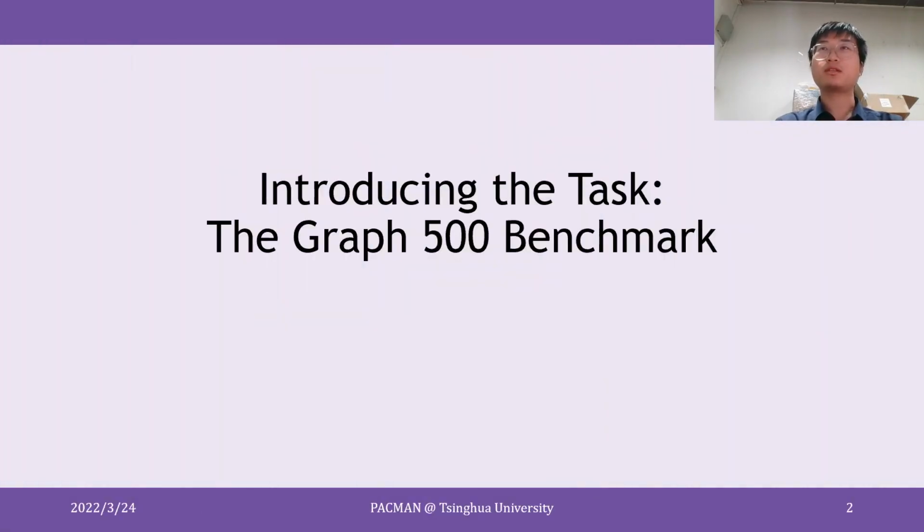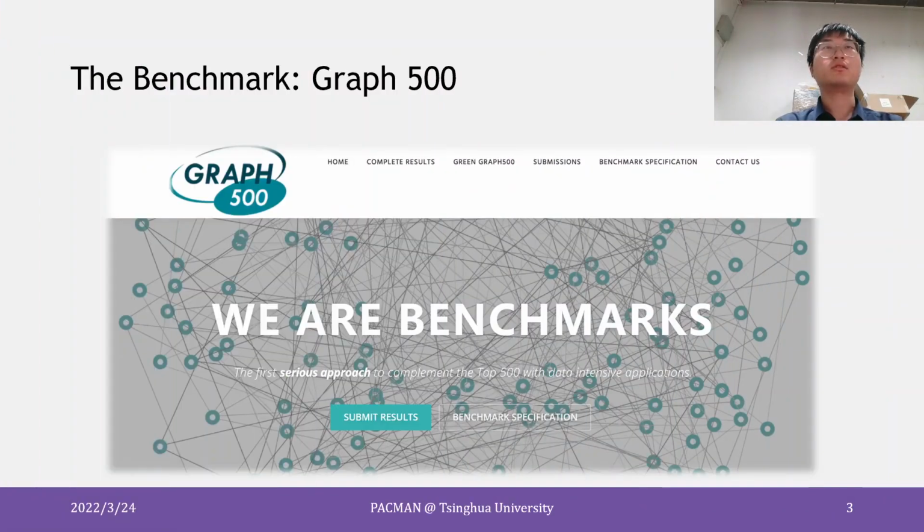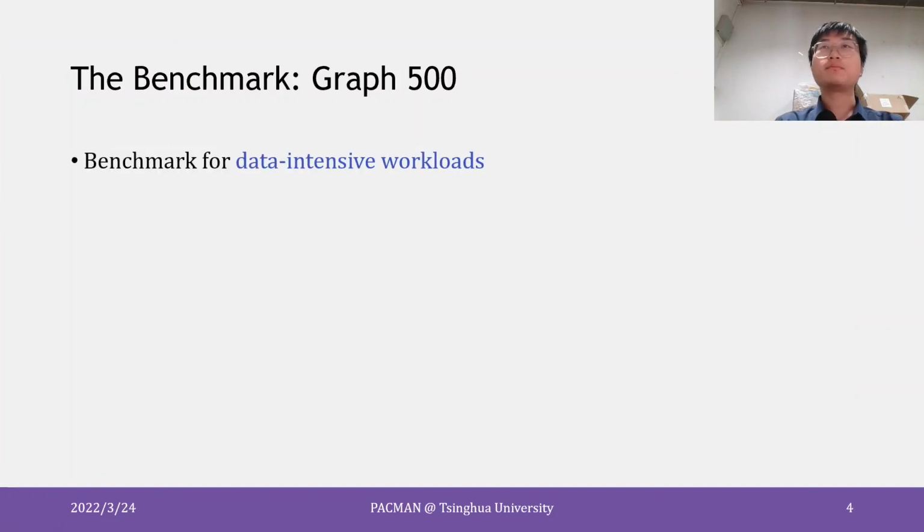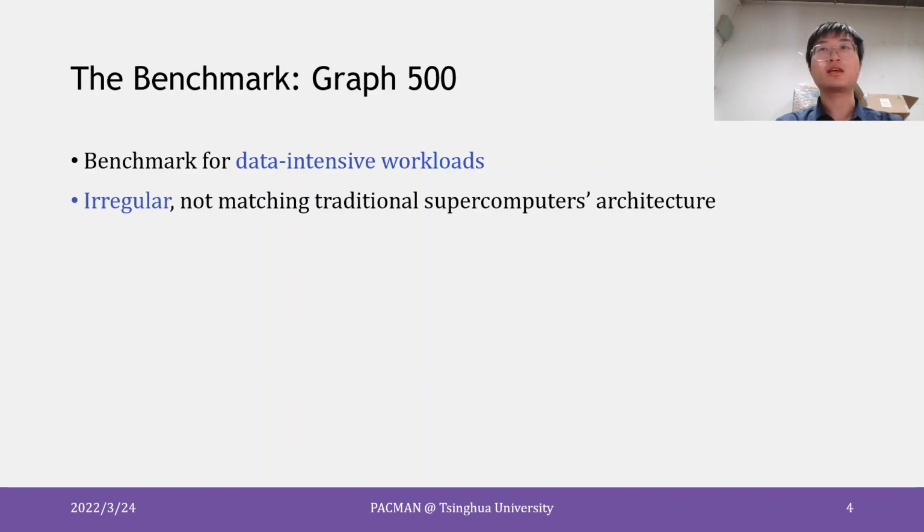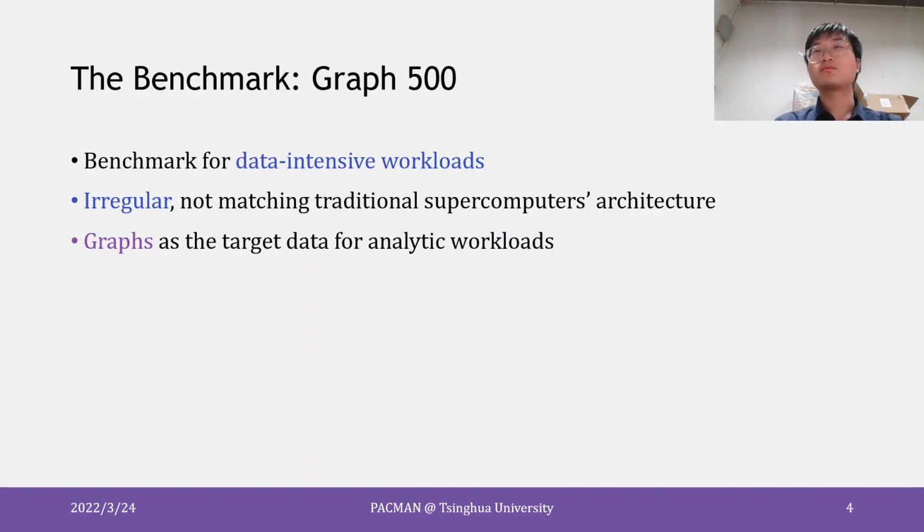First, let me brief on the task, which is the Graph 500 benchmark. This is the homepage website screenshot. It's a benchmark aiming at data-intensive workload, which is usually highly irregular and doesn't match the traditional supercomputer's architecture designed for physical simulation, etc. As is shown in its name, it has chosen graphs as its target data for its analytic workloads. Graph is a commonly used and important data representation in data analysis, like social networks, web-link graphs, and so on.